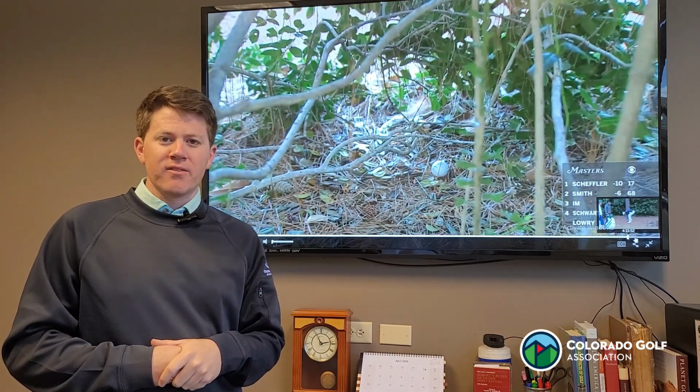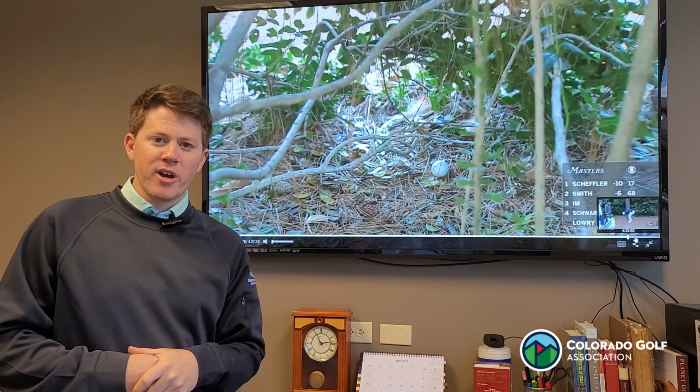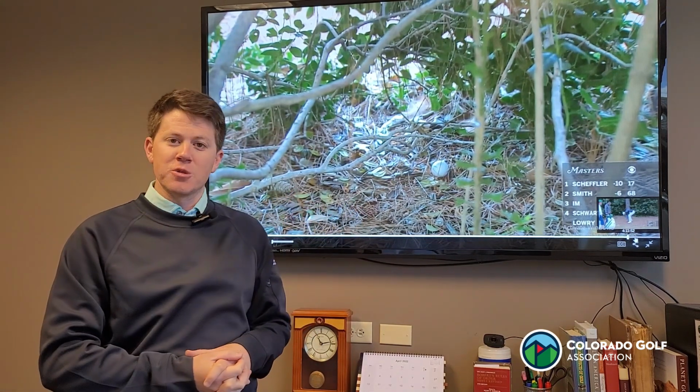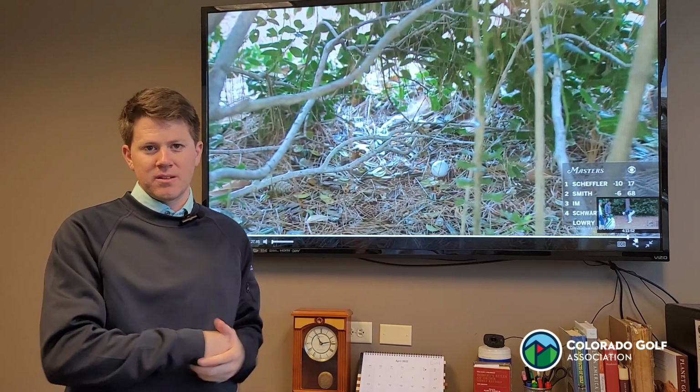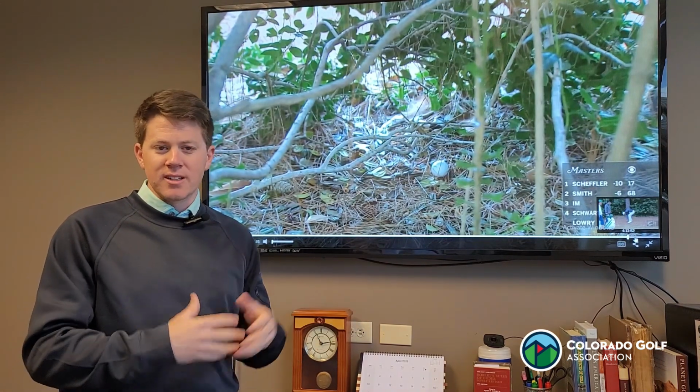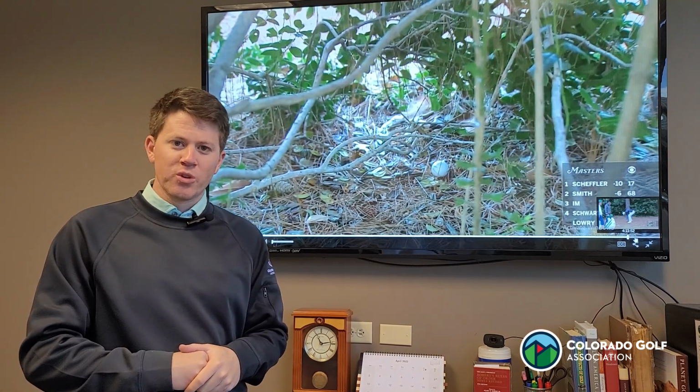Scottie pulled his drive left into the bushes on number 18. He ended up in this spot here, and as we can see, it's not a very good spot. So what's eventually going to happen is he's going to declare this ball unplayable. The first of many rulings in this particular situation happens with Rule 19.